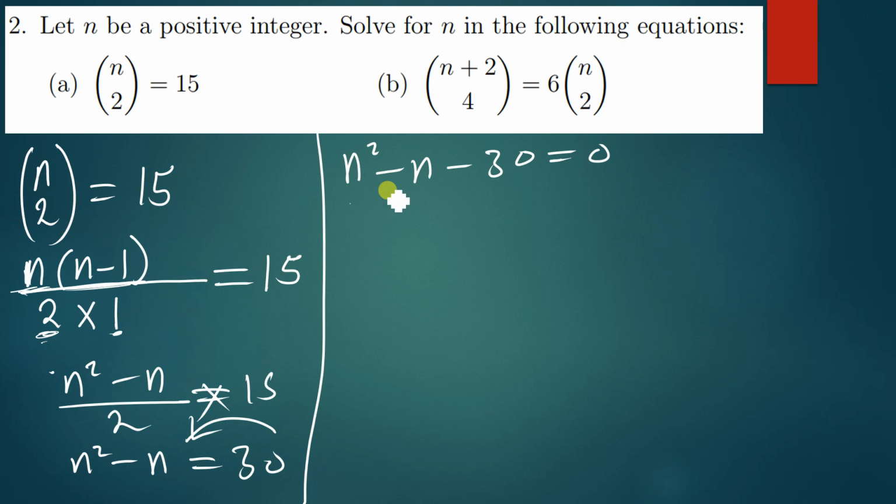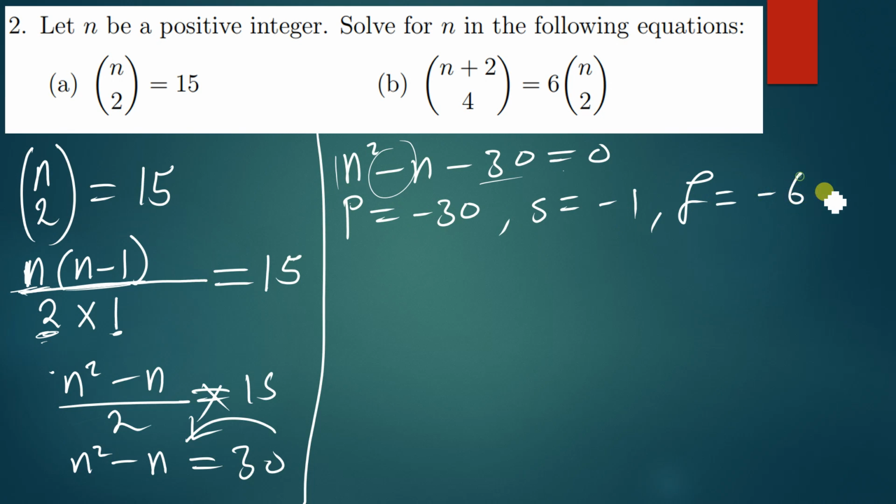So the factors, the product is going to be 1 times negative 30, which gives us negative 30. Then the sum is going to be the coefficient of n there, which is negative 1. So which 2 numbers can we multiply to get negative 30, and when we add, we get negative 1? So it's negative 6 and 5. When we multiply these 2 numbers, we're getting negative 30. When you add them, we're getting negative 1. So we can replace them there. We have n squared, then positive 5n, negative 6n, minus 30 is equal to 0.